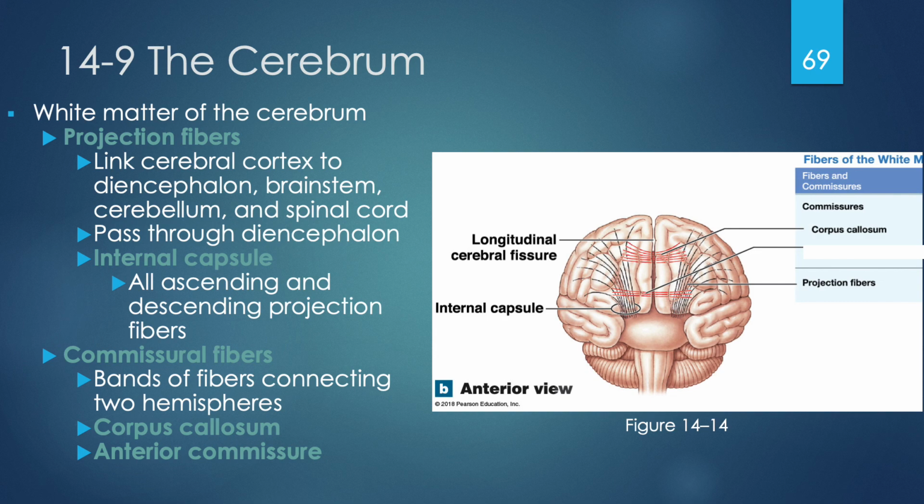Sometimes, however, we have information that needs to cross over through different hemispheres. So in that case, we have projection fibers. The projection fibers are going to link the cerebral cortex to the diencephalon, the brainstem, the cerebellum, the spinal cord, basically anything, but they're going to pass through the diencephalon if need be. The internal capsule is going to contain all ascending and descending projection fibers. Commissural fibers are bands of fibers that are going to connect the two hemispheres. So the commissural fibers you can see in the image on the right are shown in red. So they're crossing via the corpus callosum, and they're also crossing via the anterior commissure.